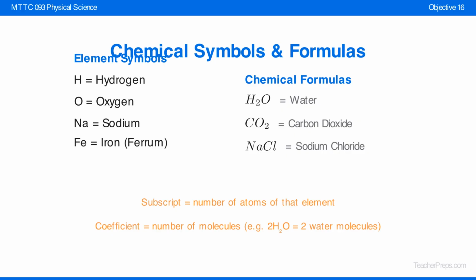In a chemical equation, the arrow means yields or produces, and the plus sign separates multiple reactants or products. For example, 2H2 plus O2 yields 2H2O reads as 2 molecules of hydrogen gas react with 1 molecule of oxygen gas to produce 2 molecules of water.